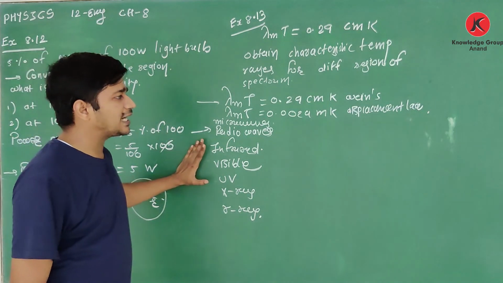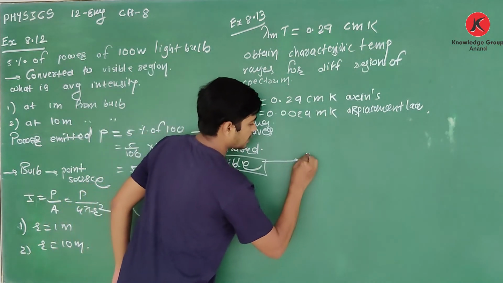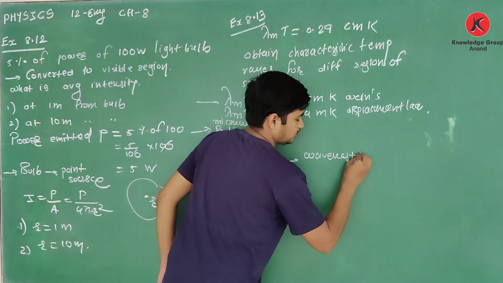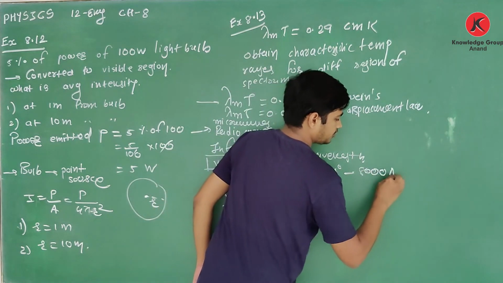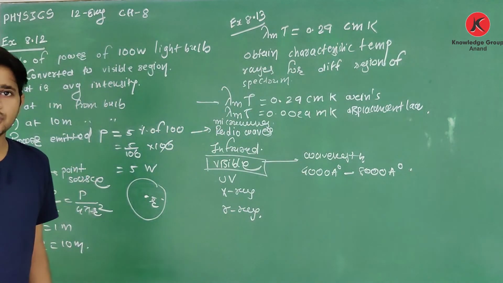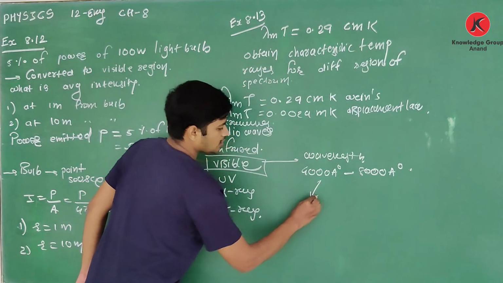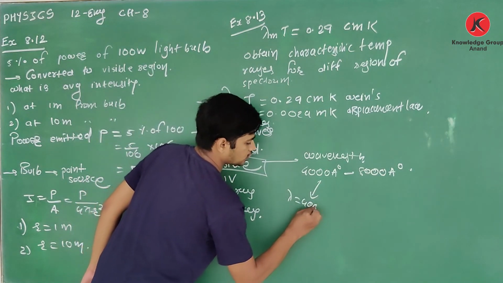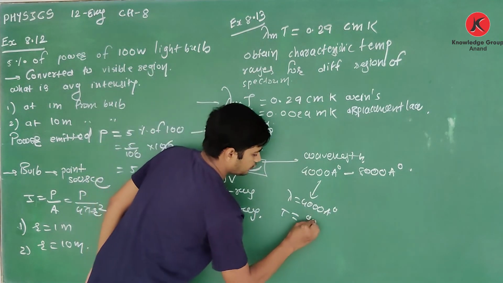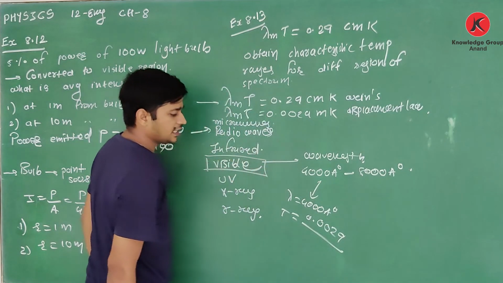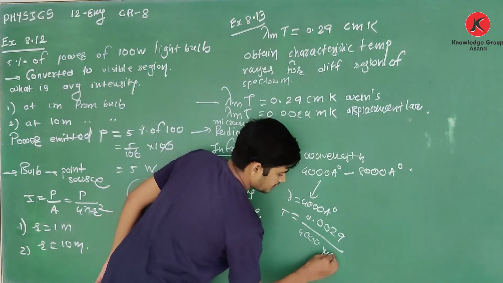Now for each and every region, I will give you a hint for one, that is for the visible part. We know that for the visible part, the wavelength is from 4000 angstrom to 8000 angstrom. Yes or no? So with the help of this equation, by taking lambda equal to 4000 angstrom, you have to find T, which is equal to 0.0029 divided by the value of lambda, 4000 into 10 raised to minus 10.